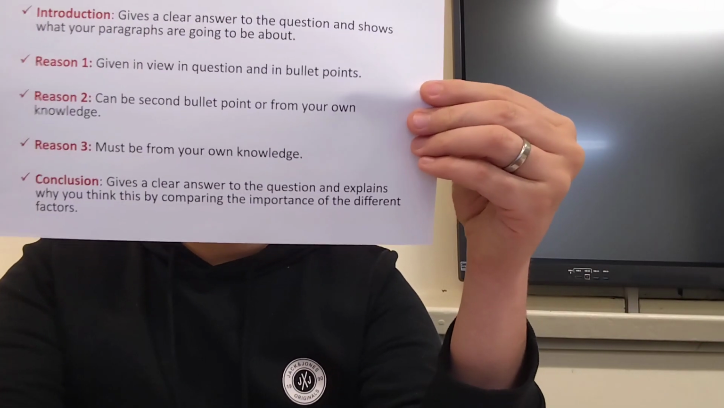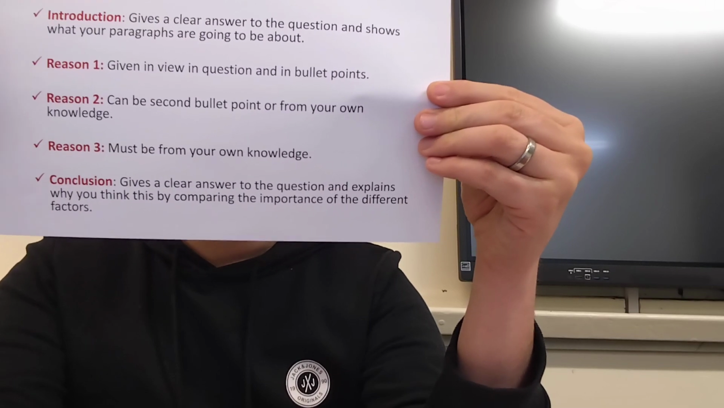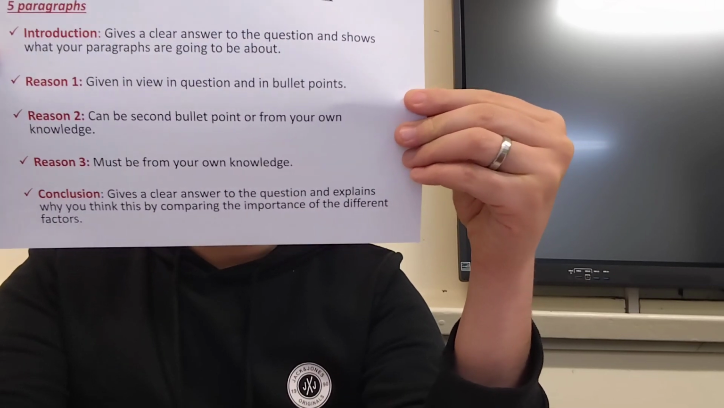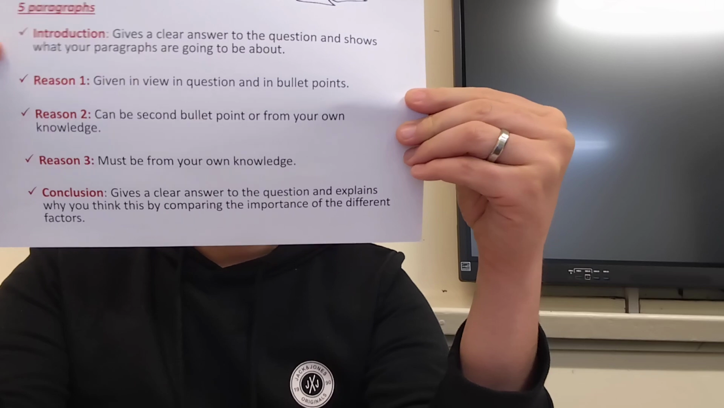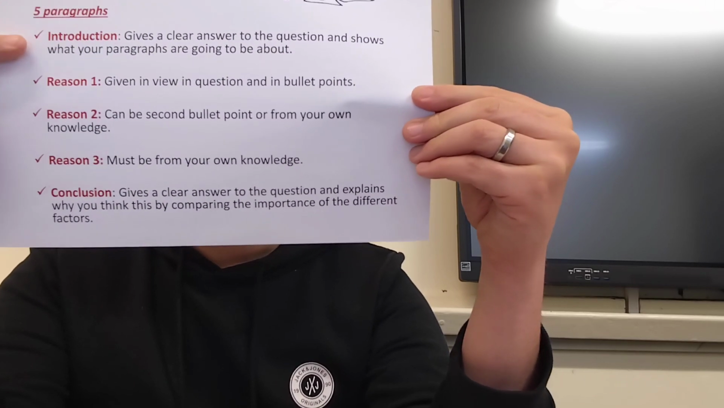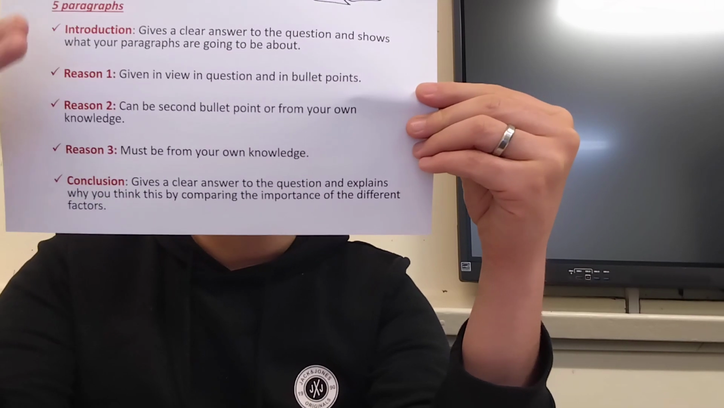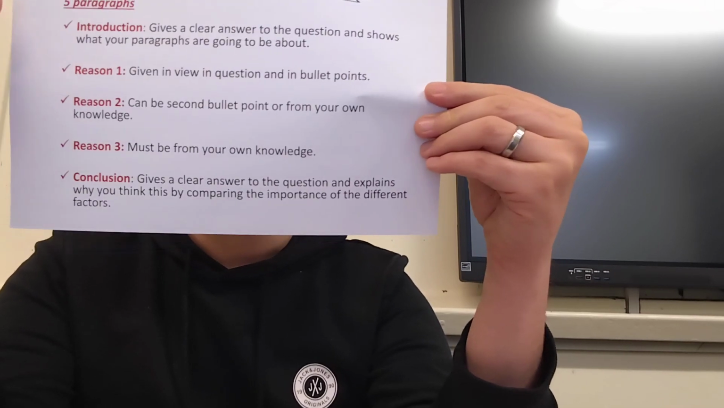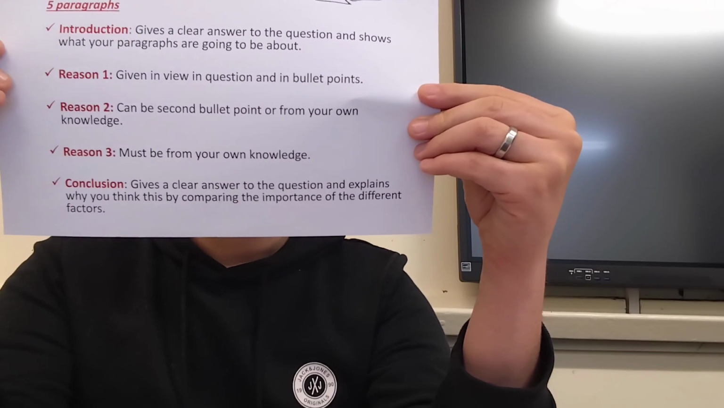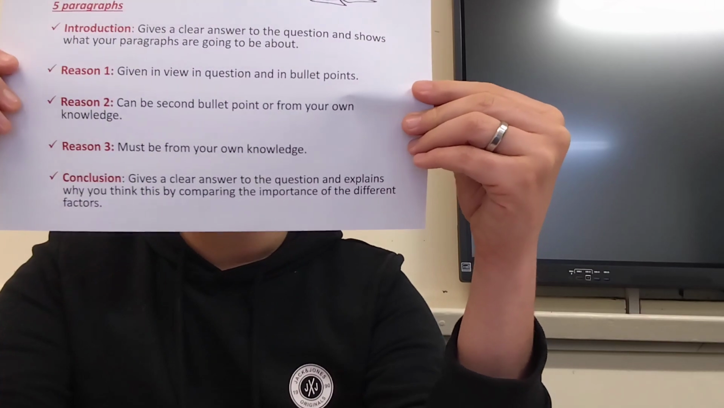So, I'll hold it up, probably a bit easy to explain with the sheet of paper in front. Introduction. Just like any other 16 marker, whether it's a First World War 16 marker, or even a Middle East 16 marker, I know we haven't got onto the Middle East yet, but any 16 marker, you need an introduction. And your introduction, as always, needs to say what your argument is. So, in this case, the question is essentially what was the main reason why Hitler became Chancellor?